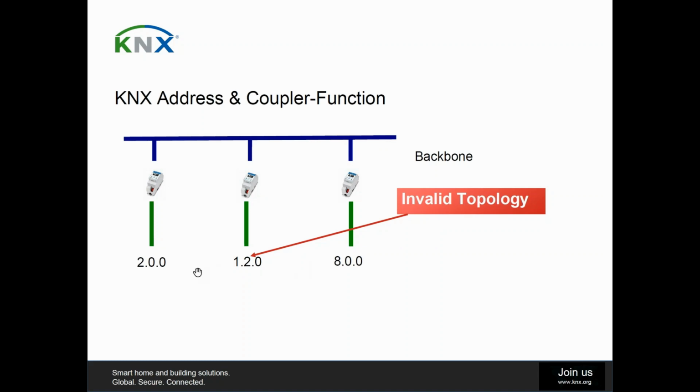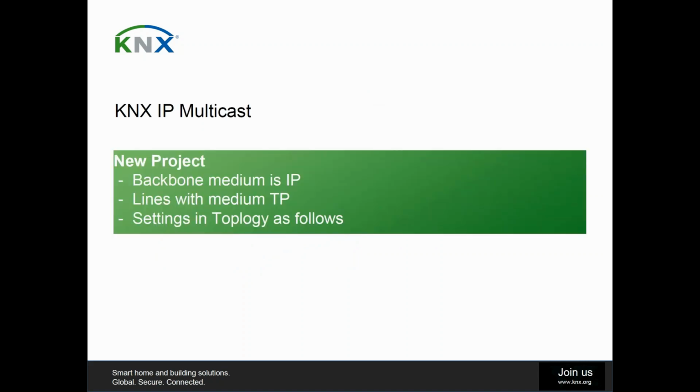And if, for example, something like this occurs, where you have two area couplers and one line coupler, this will be an invalid topology. And it could be that your system runs for some days, for some months, but there could be a situation where your complete system fails, and therefore it's really very important that you check your topology in your KNX system.